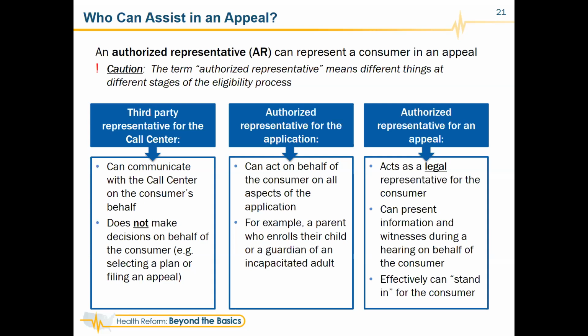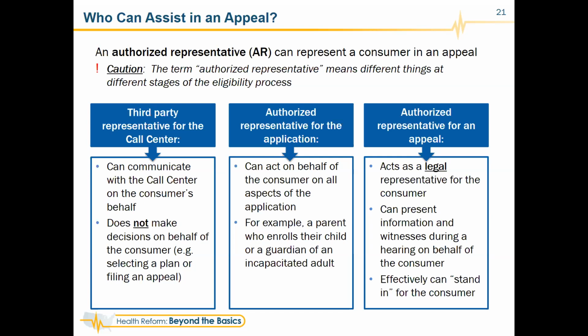There's a distinction between a third-party representative and a little bit of a higher level representative called an authorized representative for the application. An authorized representative can actually make decisions for the consumer. And so if you're designated as an authorized representative for the application, you're actually standing in the place of the consumer. You can pick a health plan for that consumer. It's most often happening if you have a parent or a guardian who's acting in place of their child or the person who they're designated as a guardian for.